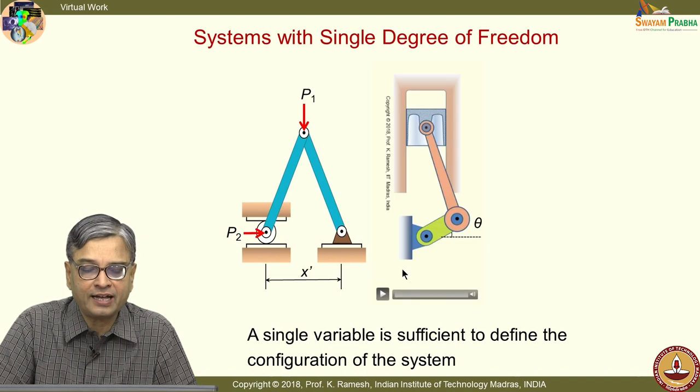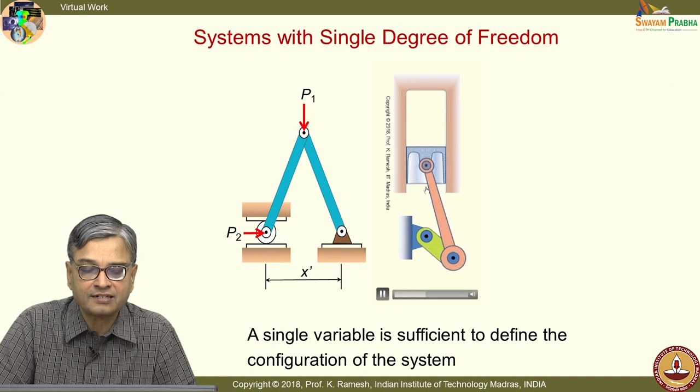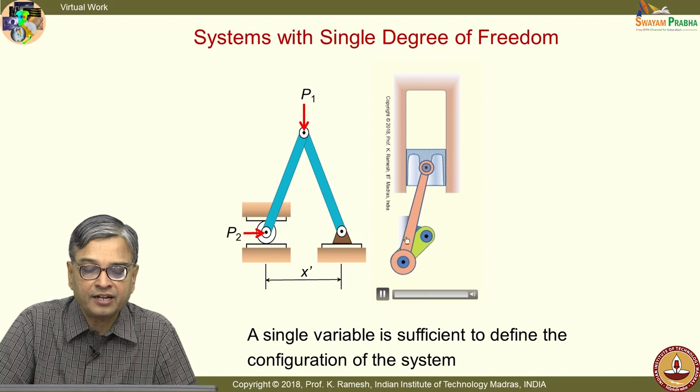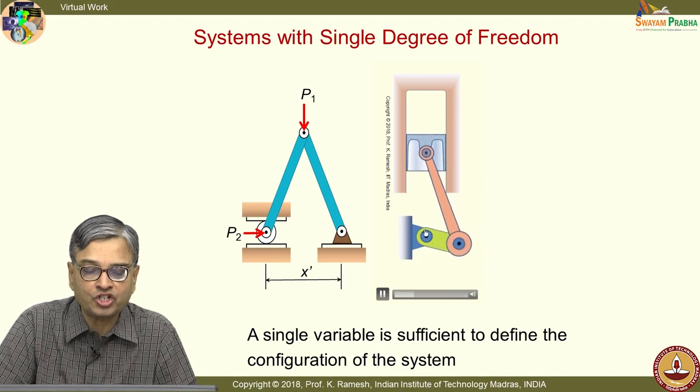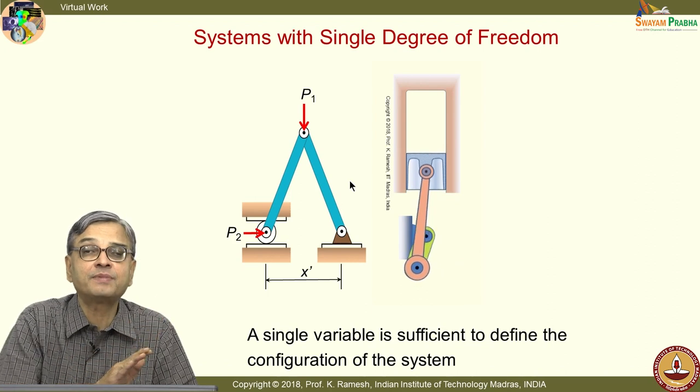And you also have a reciprocating engine where I have this. This also has a single degree of freedom. This translates here and this crank rotates. Once you specify the position of the crank, the position of the other parts of the system is completely fixed.